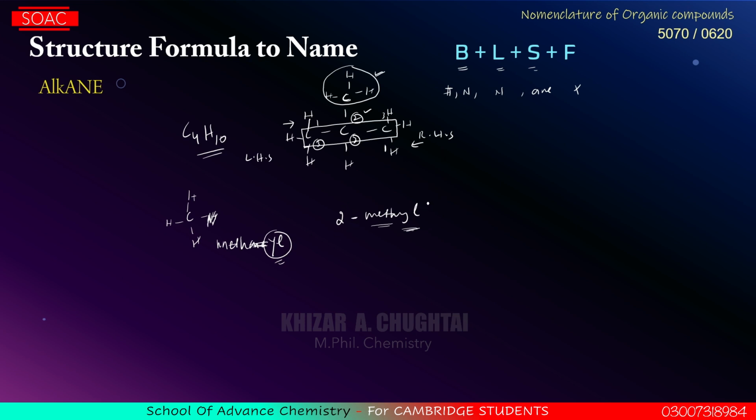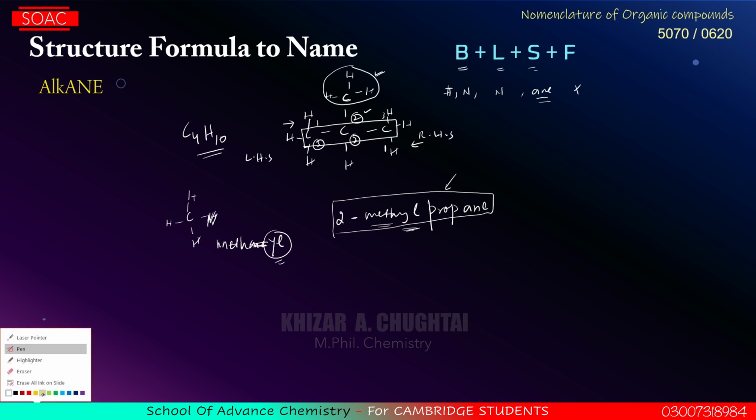The longest chain has 3 carbon atoms. I will write prop, and here all carbons are single bonded, so ane. 2-methylpropane is the name of this compound, and this is one continuous word. There is no gap between these words. 2 hyphen methylpropane. Come towards another example that has overall 5 carbon atoms.